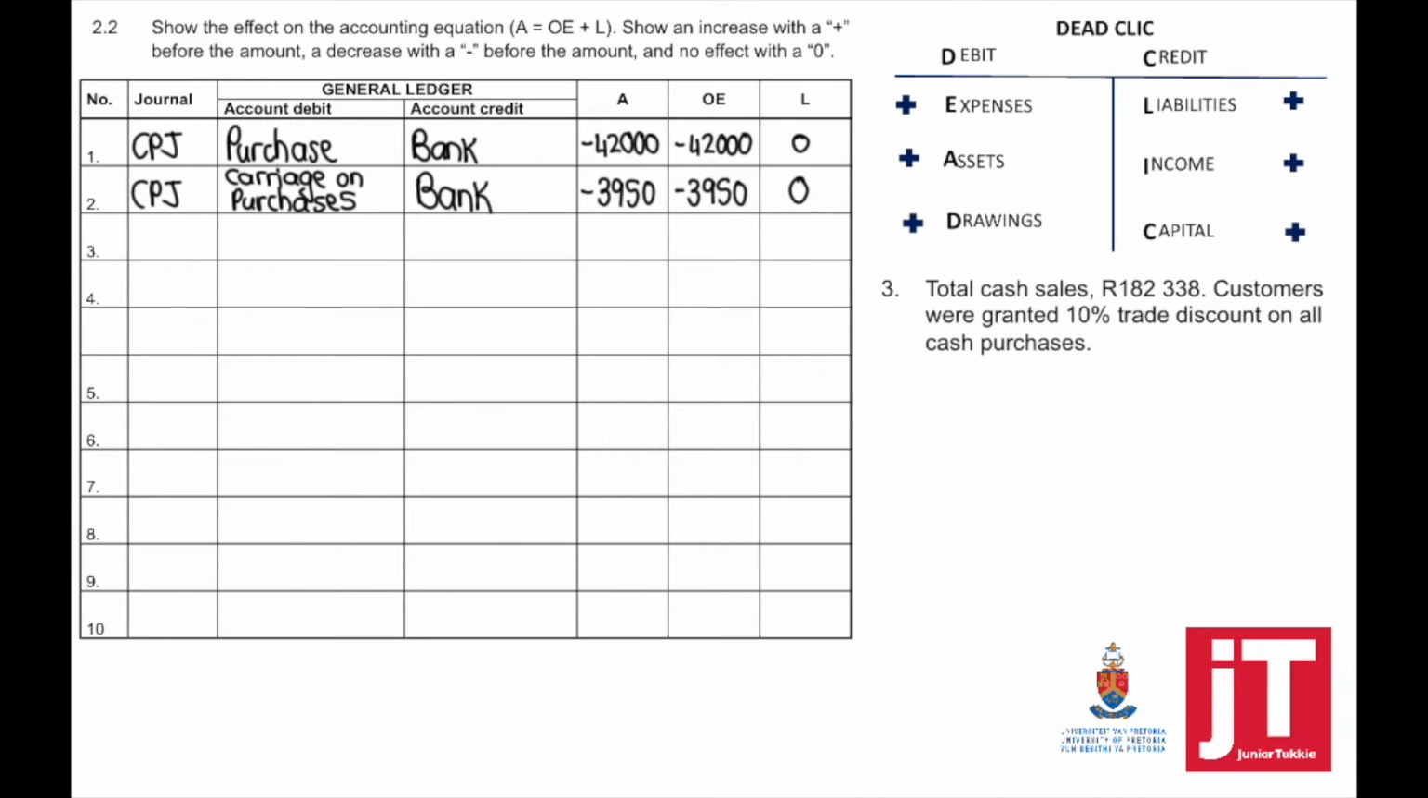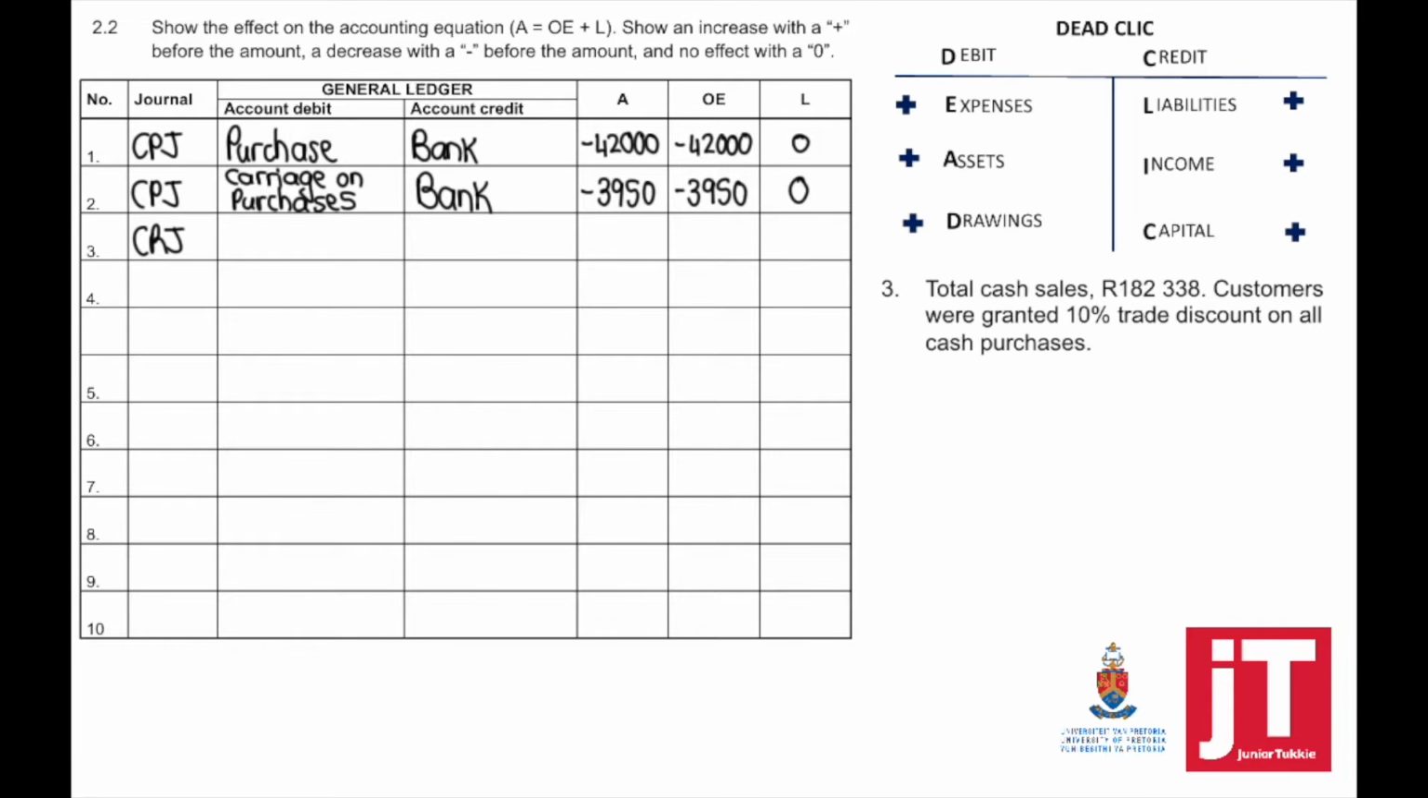Number 3, total cash sales 182,338. Customers were granted 10% trade discount on all cash purchases. So it means they paid 10% less than the original selling price. Now, in a periodic inventory system, the cost of sales is calculated right at the end. So it means that the only thing that will be recorded is the selling price.